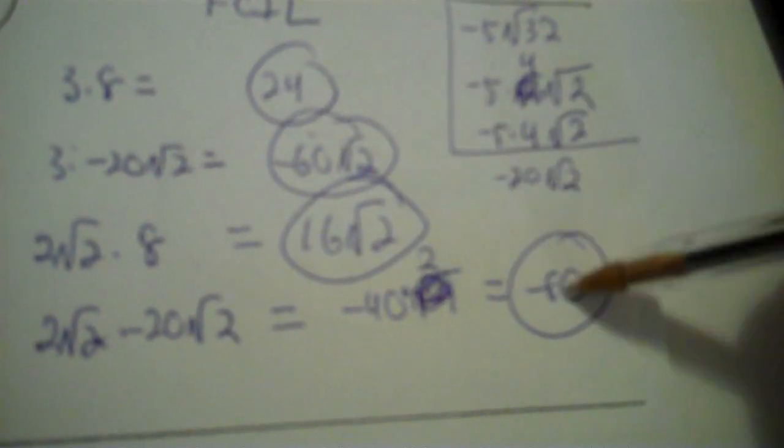Now we add 24 to negative 80, and that's negative 56. Then these radicals match, so I put radical 2, and I add the negative 60 to the 16, and that's going to be negative 44. Don't add these, okay? You can't. That has a radical, that doesn't, okay? Simplified.